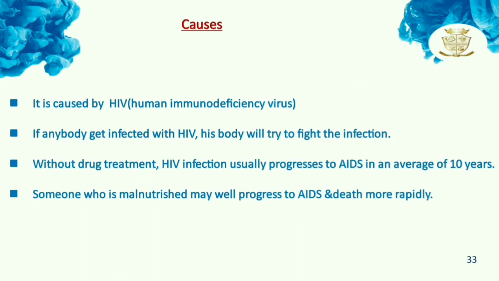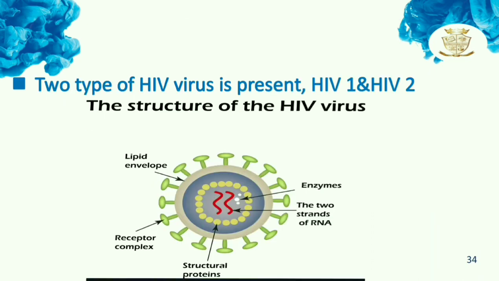The major cause of AIDS is the human immunodeficiency virus. If anybody gets infected with HIV, the body will try to fight the infection. Without drug treatment, HIV infection usually progresses to AIDS in an average of 10 years. Someone who is malnourished may progress to AIDS and death more rapidly. The HIV virus is mainly of two types, HIV-1 and HIV-2.